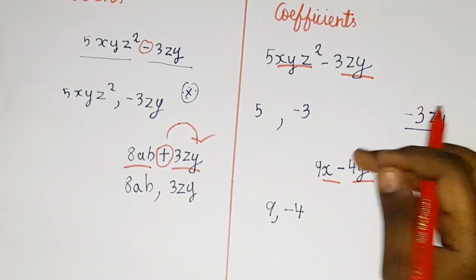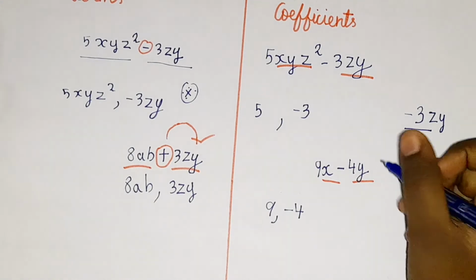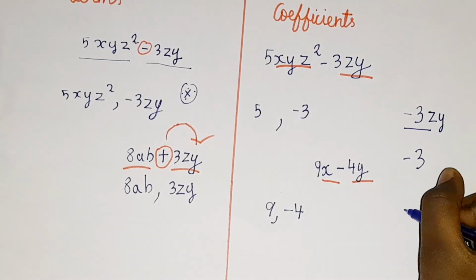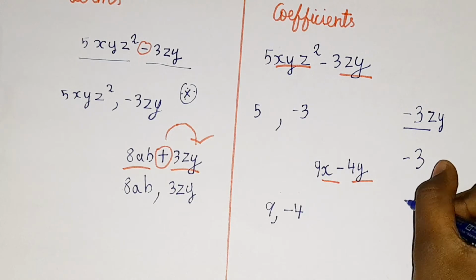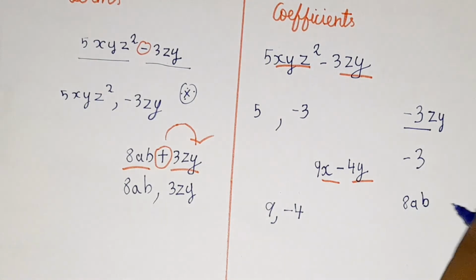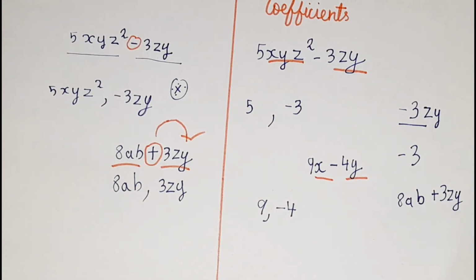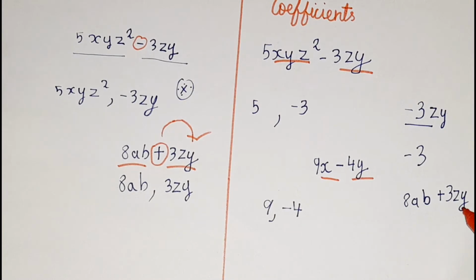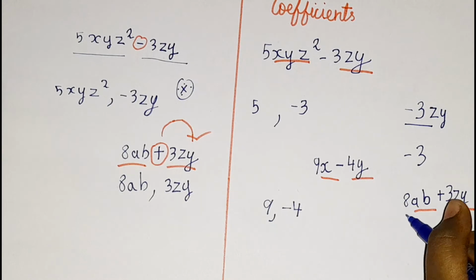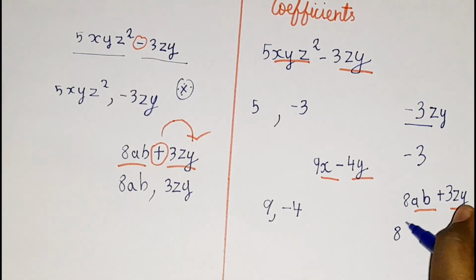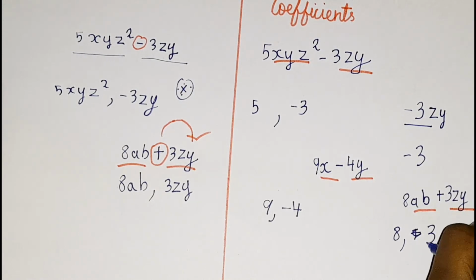Just write the number. Like in the second term, let me write another one question. 8ab plus 3zy, okay. So here you guys can see we have variable. Of course you guys know we will have a variable, am I right? So here the coefficient of the first term is 8 because before the variable 8 is there. So the coefficient of zy is 3.